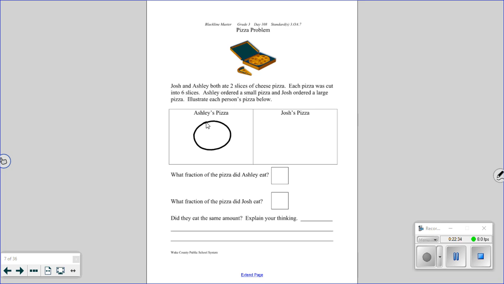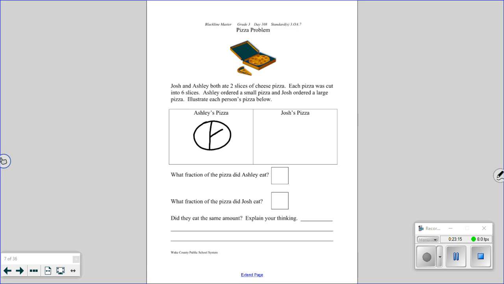Ashley got a pizza. There's her pizza. When she ordered her pizza, how many slices were there? If you're not sure, read through that problem because it does tell us how many slices were in her pizza. Kobe? There were 6 slices. I'm going to show you a trick to figuring out 6. First, I'm going to split my pizza in half like this. So far, I have 2 pieces.